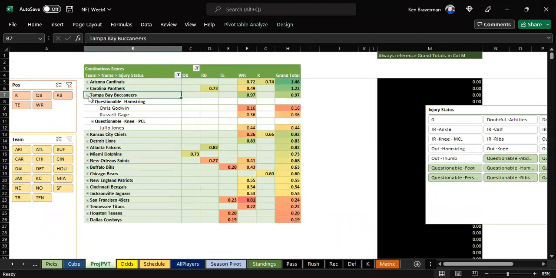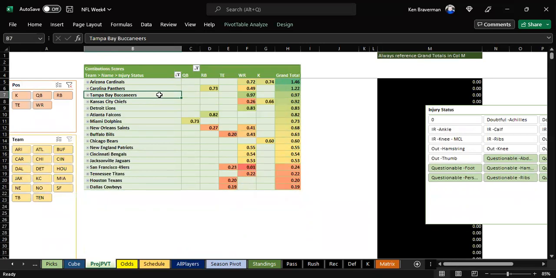Carolina, Tampa, Julio Jones again with the knee, PCL, that's posterior cruciate ligament. If they're naming the ligament, that's trouble. That means it's a problem. Ligaments don't heal within a week. I mean, they'll get better, but they won't heal, and he's going to have to take it easy. So this is another injury situation on Tampa Bay.